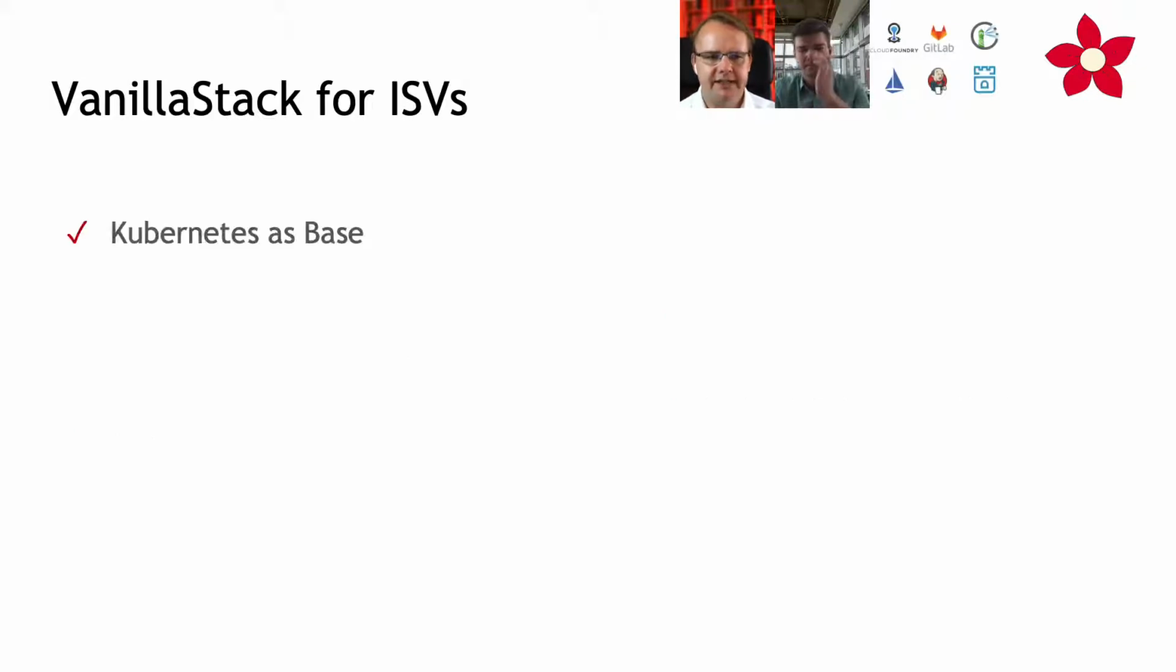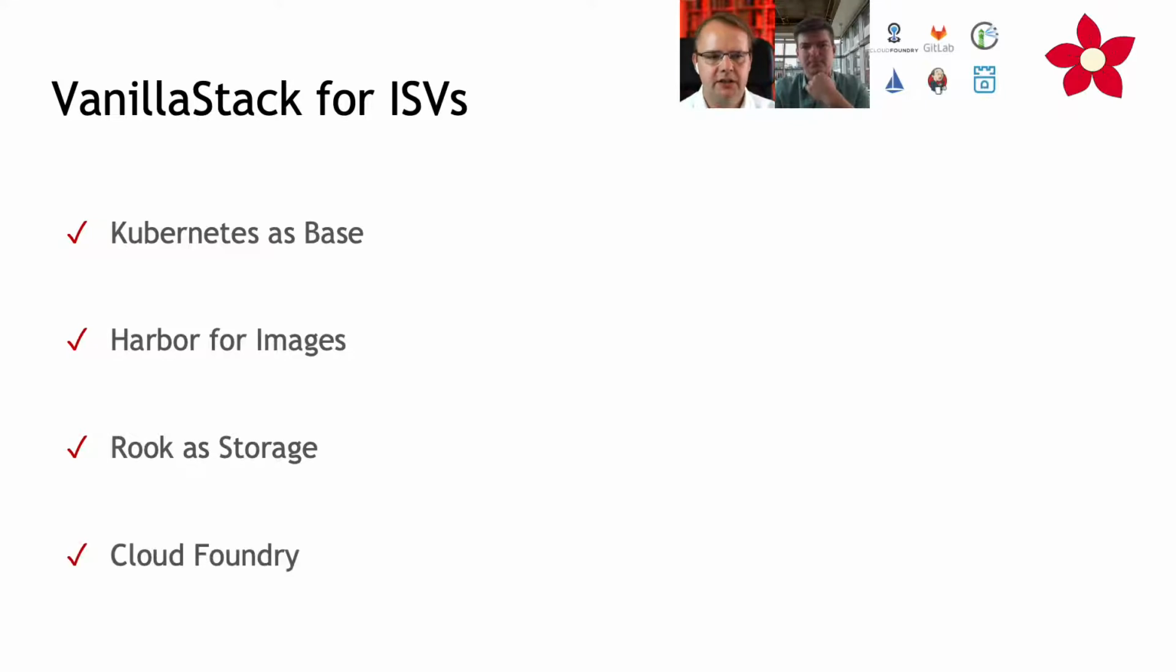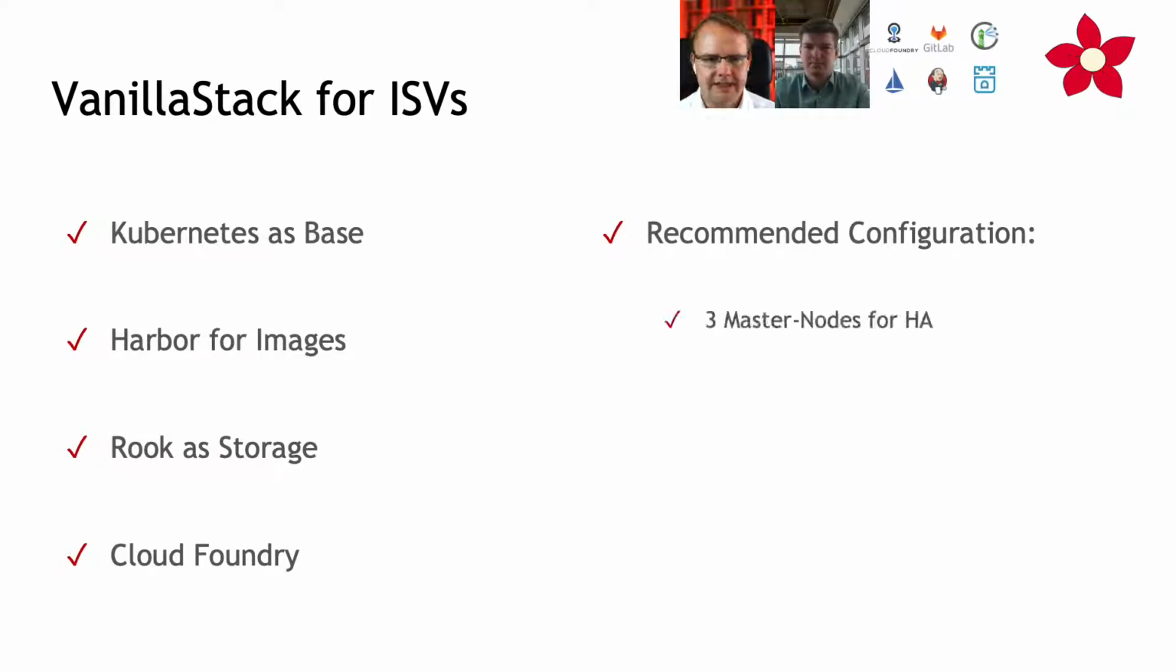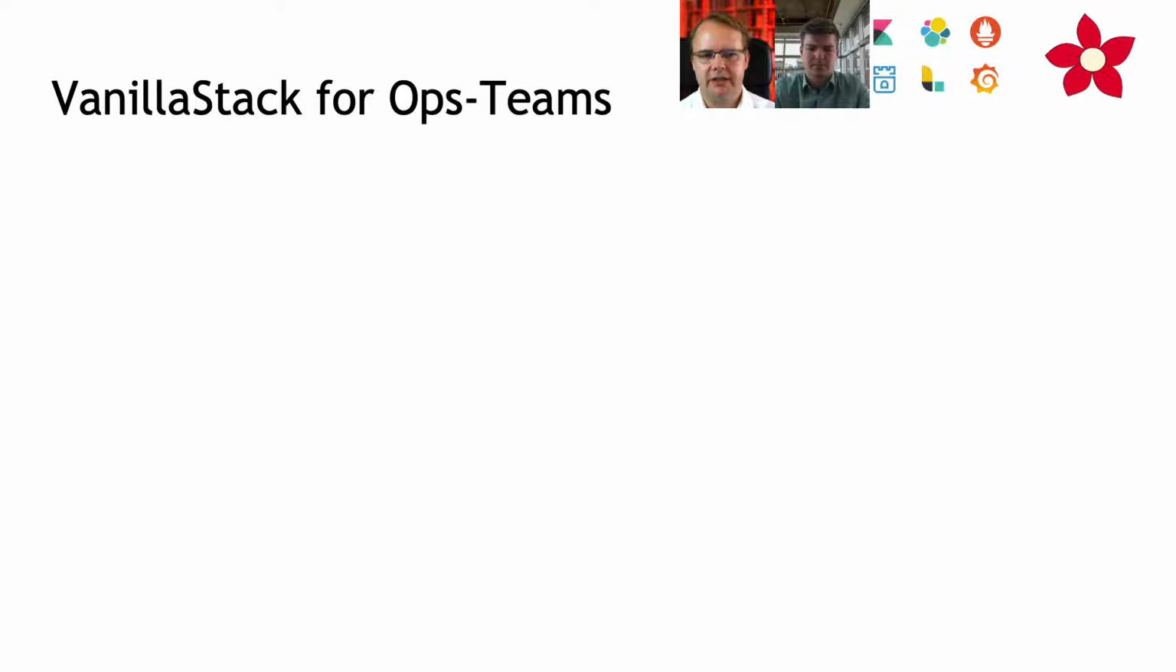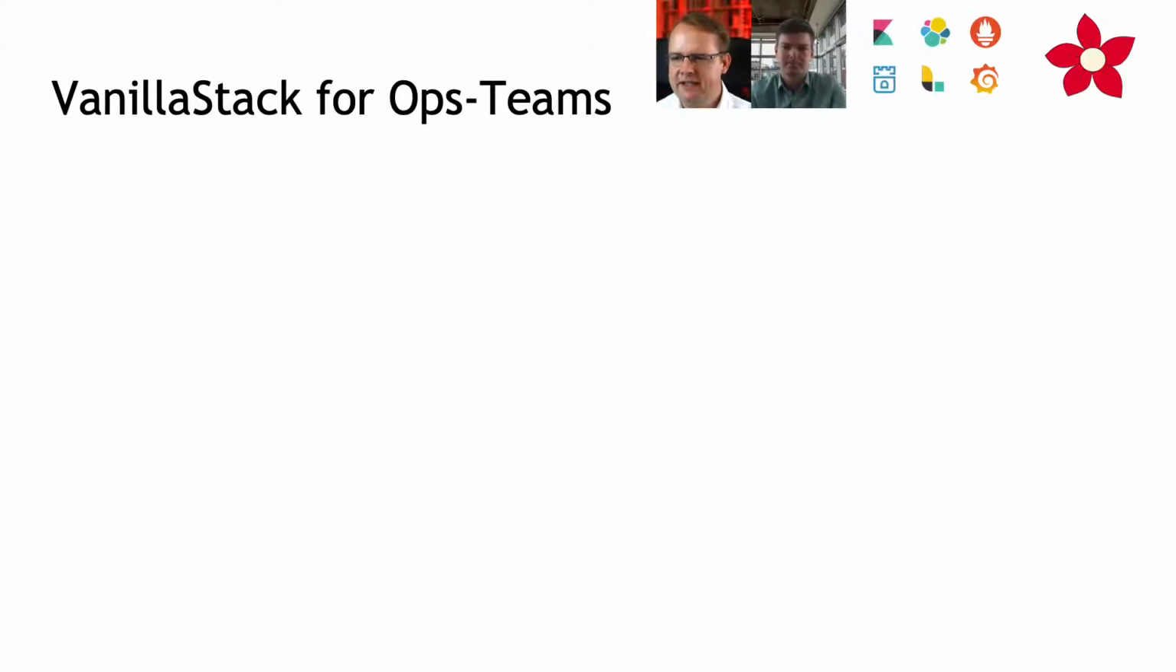Then another use case is for ISVs. If you develop software, we use Kubernetes, we use Harbor, we use Rook, we have Cloud Foundry there. Everything is already there. You just can roll it out and it works. We recommend 3 masters, 3 workers, 20 gigabytes minimum of storage, and that's pretty much it. The rest is basically depending on how fast you want to have those things done. If you feel like you want to wait for a few seconds, then just give it a few processor cores. If you don't want to wait, give it more.